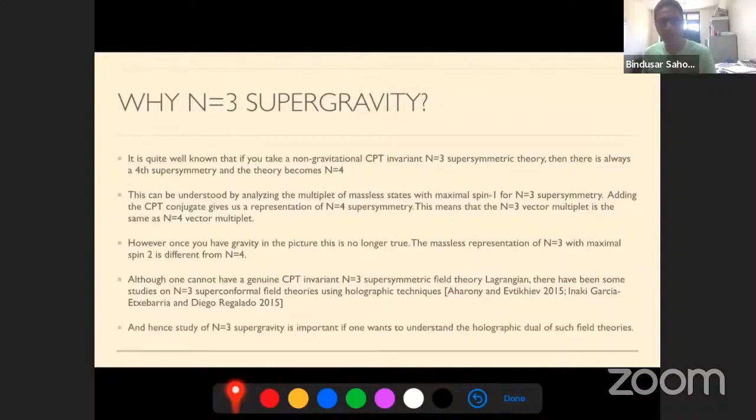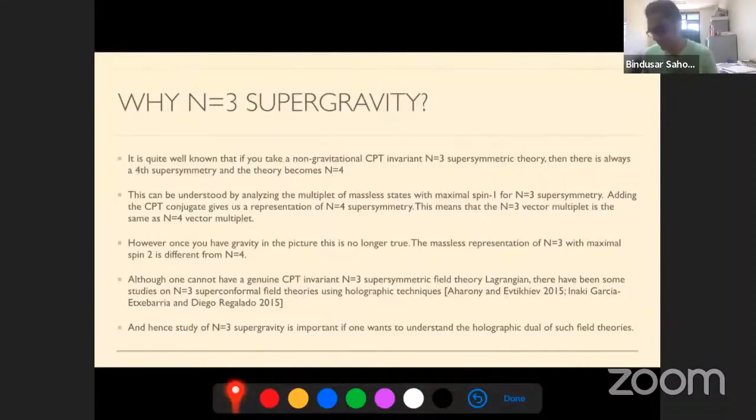Hence, the study of N equal to 3 supergravity is important if you want to understand the holographic dual of such theories, and there has been work going on in this direction. N equal to 3 supergravity has been understood from a different perspective, the so-called group manifold approach. There was a paper in the early 80s by Castellani and his collaborators, who looked at matter coupled N equal to 3 supergravity theory from this group manifold approach.